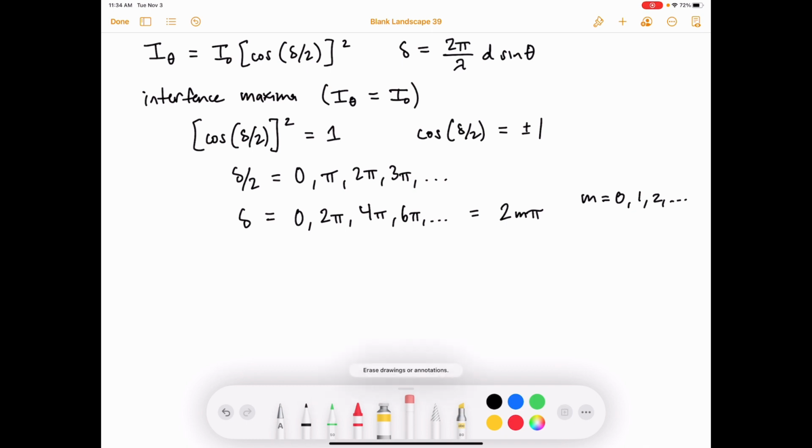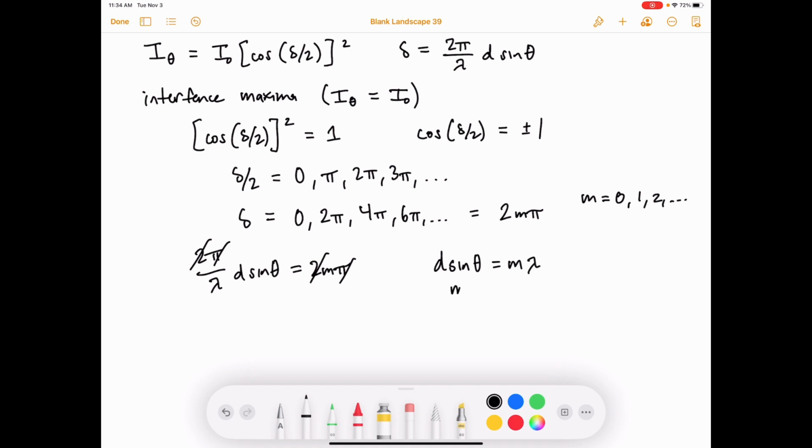So if we take our expression for delta, which is 2 pi over lambda times d sine of theta, and set that equal to 2m pi, cancel out the 2, cancel out the pi, and then take the lambda over to the other side, that gives us d sine theta equals m lambda. Again, m is 0, 1, 2, and so on. These are the maxima. That's what we found back in chapter 34.